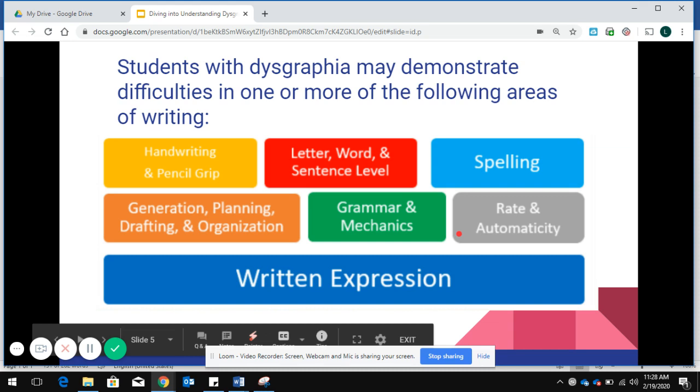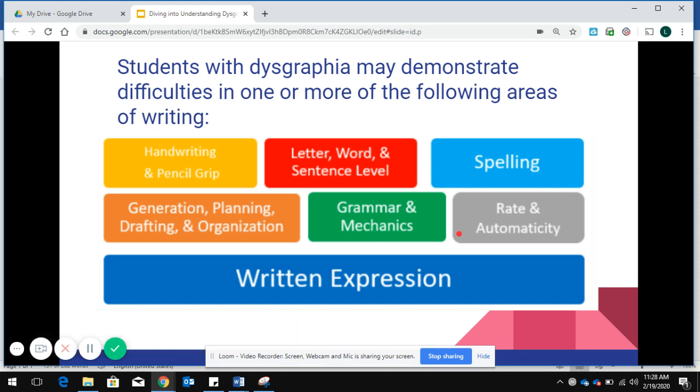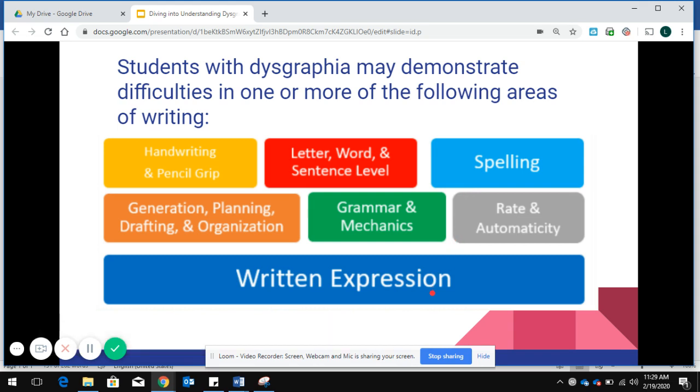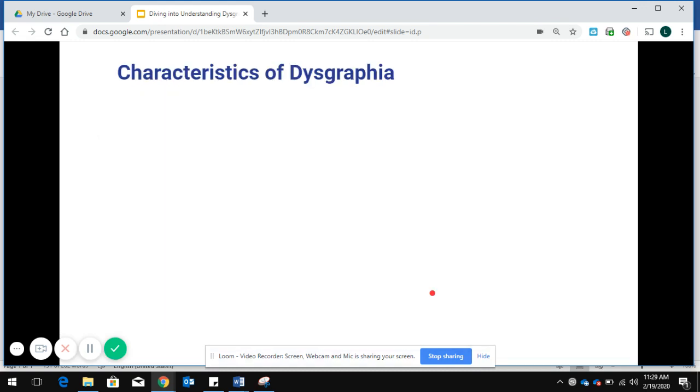Dysgraphia can be seen in both the physical act of writing and the quality of written expression. Lack of automaticity with letter formation, directionality, sound symbol relationships, and early spelling patterns. So this is the way we could see dysgraphia in all these areas. Just remember that spelling and written expression are secondary consequences when it comes to dysgraphia. Now we're going to look at the characteristics of dysgraphia.